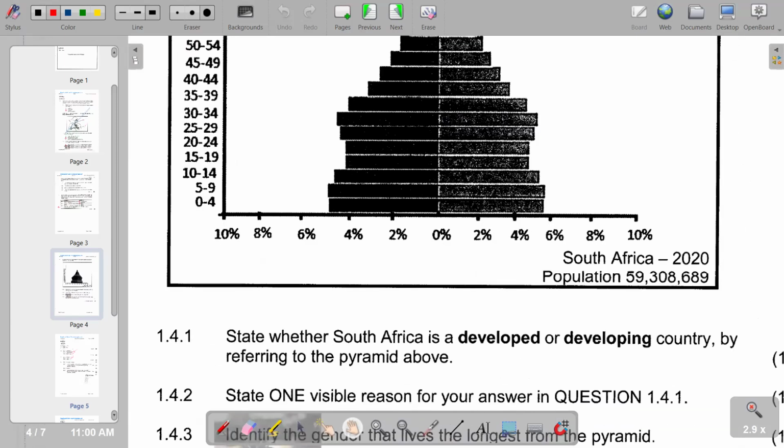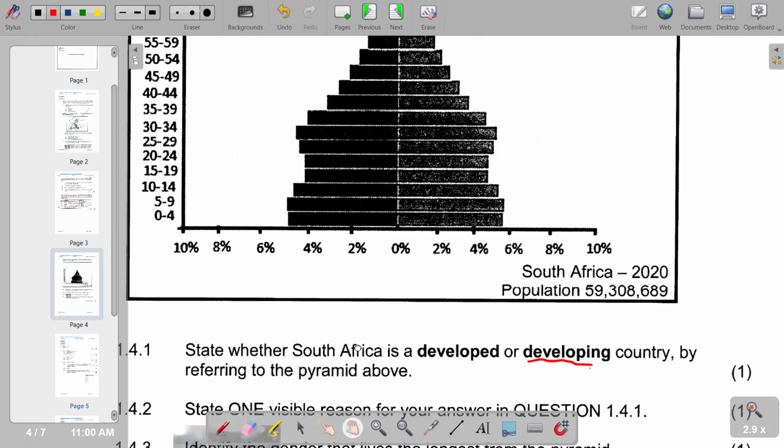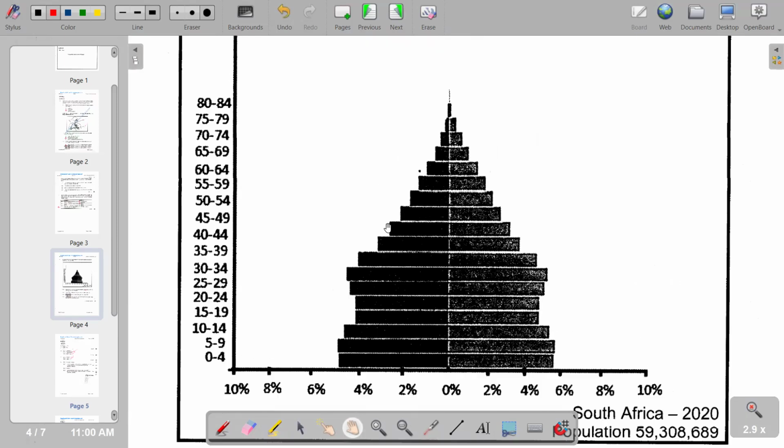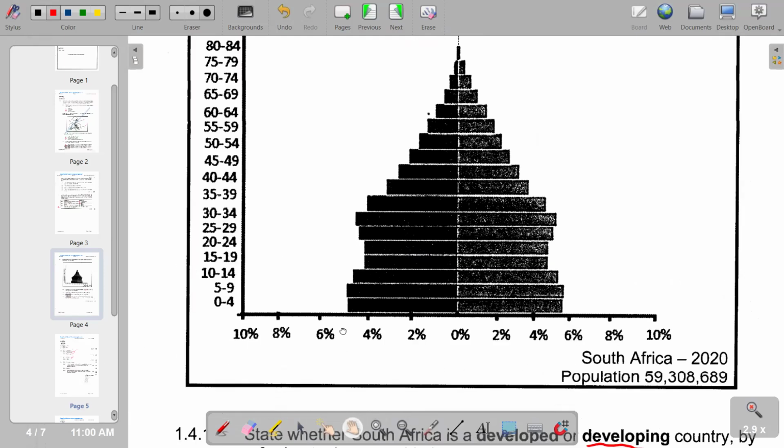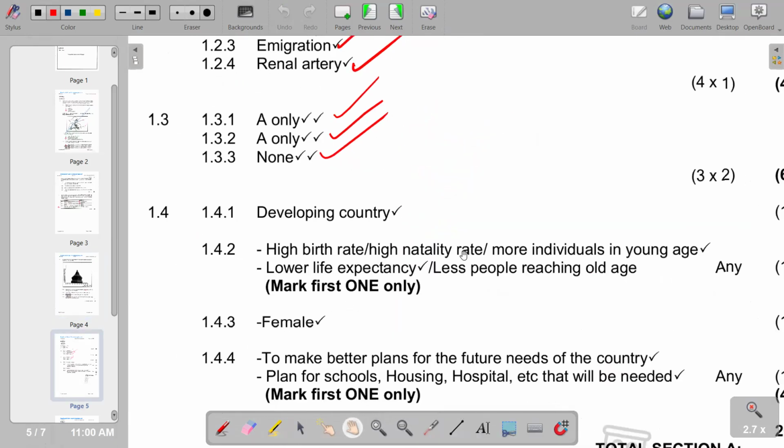So it is a developing country. Then state one visible reason for your answer in question 1.4.1. And of course, we are talking about more people at early ages, and then we have got less people at old ages, indicating low life expectancy, which is a characteristic of a developing country. So these are the reasons that we have high birth rates, high natality rates, or more individuals in young age. Or we can say lower life expectancy, less people reaching old age. So those are the reasons that we can include.